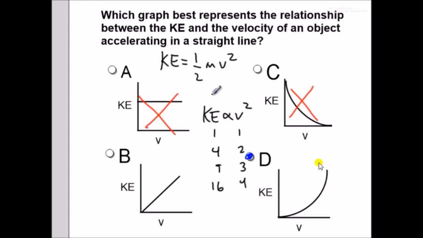There is another way to see. If we take kinetic energy as y and velocity as x, then it will be represented as y is directly proportional to what? x square.